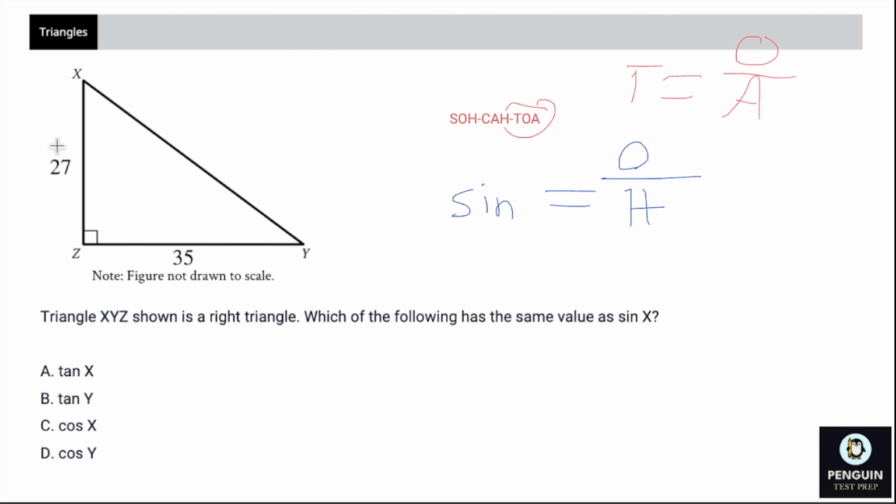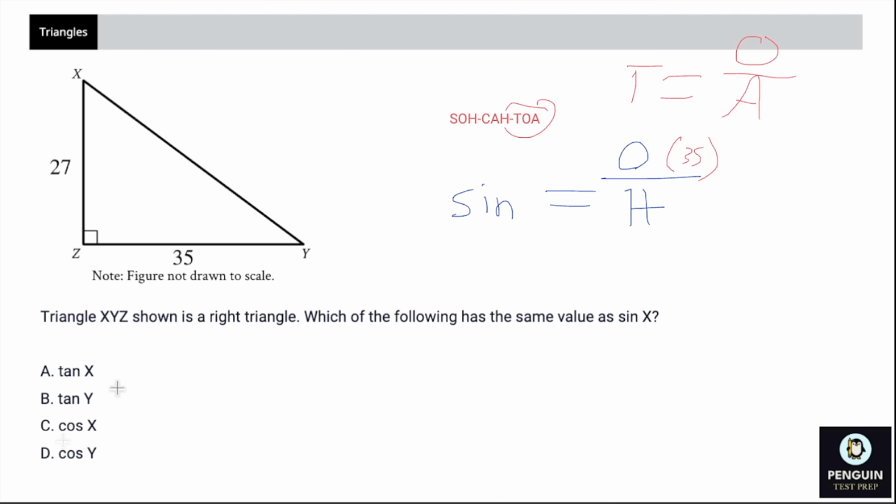And adjacent is basically the side that is right next to our corner. So opposite is across the street, adjacent is right next to. Tangent of y would be opposite 27 divided by 35 adjacent. And this also doesn't involve the hypotenuse. So I know that this is never going to work, so I won't even consider it. And let's also keep in mind that we are looking for basically 35 divided by the hypotenuse as our answer.